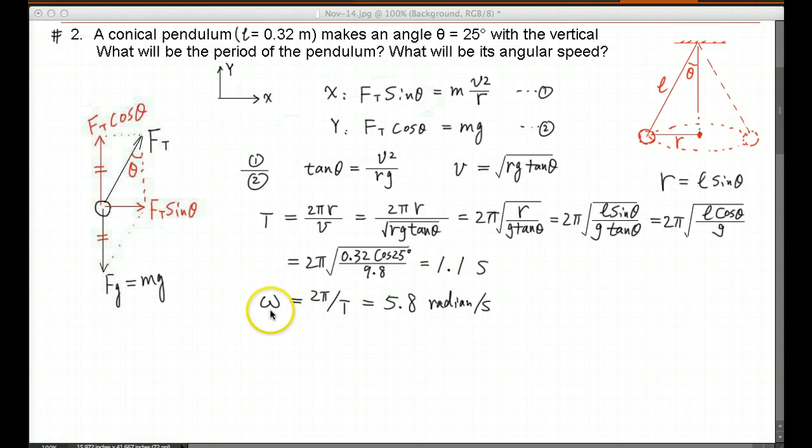And then the angular speed, as we already explained in class, equals 2 pi over T, which is the definition of the angular speed, right? The angle swept in one rotation, which is 2 pi, divided by the time it takes to do that, so that's the period T. So you should get this as your answer.